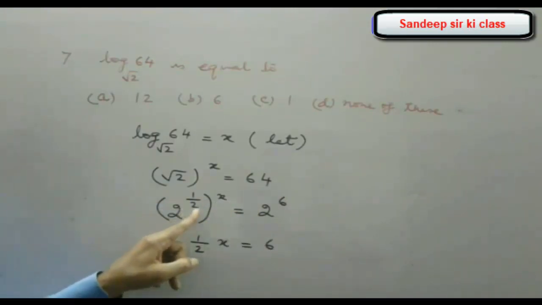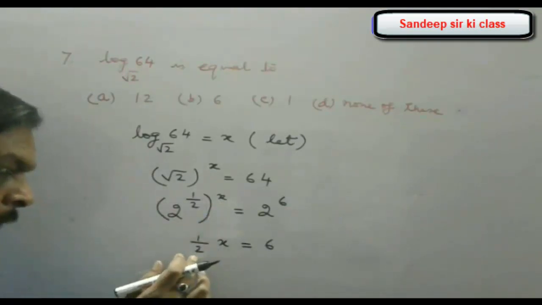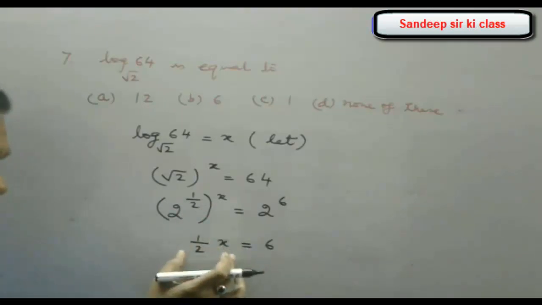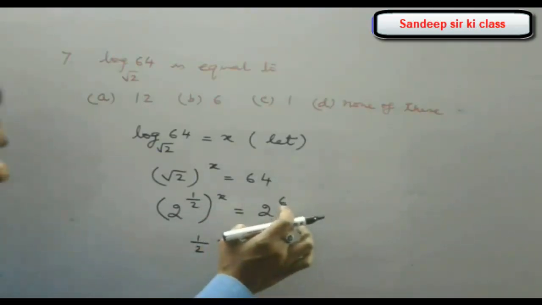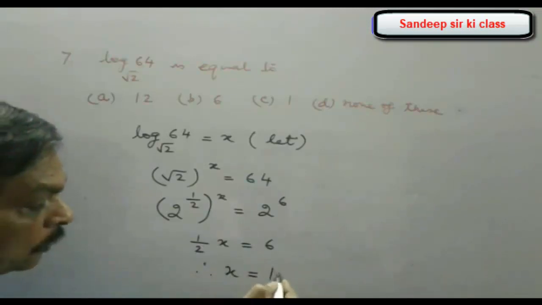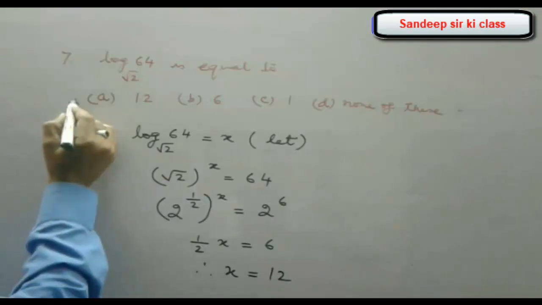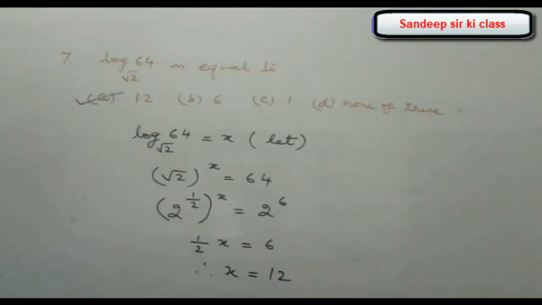1 upon 2 will be multiplied by the x. So it gives us 1 upon 2 into x on the left hand side. On the right hand side the power is 6. This gives us x is equal to 6 into 2, that is 12. So our option A is correct. Log of 64 to the base under root 2 is equal to 12.